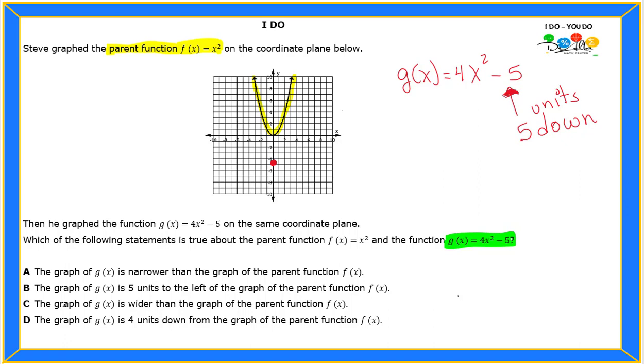Now, what do I know about that coefficient? Because that's going to be a huge help. Well, number one, the coefficient is greater than 1. Therefore, it's going to be upward, which means it's going to be facing up. And we call it a vertical stretch.